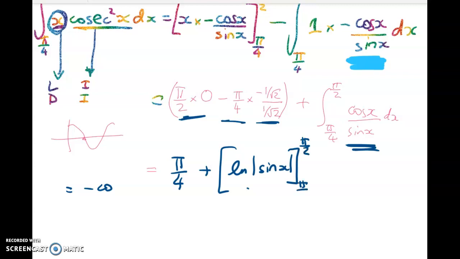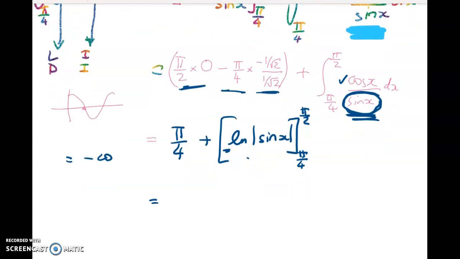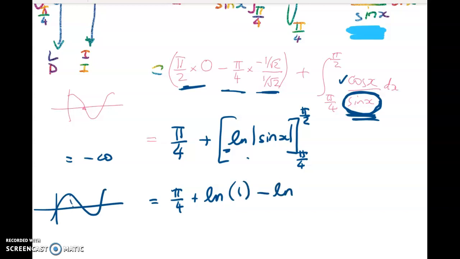Now let's just check that we haven't mucked up any sign errors. When I differentiate sine of x, I get cosine of x. So it's correct that it's just the ordinary old log of sine x. So now we get pi on 4 plus the log of sine of pi on 2. So sine of pi on 2 is 1, minus the log of sine of pi on 4, which is 1 over root 2. Okay, if you still got to draw your triangles, all good, just don't muck that up.